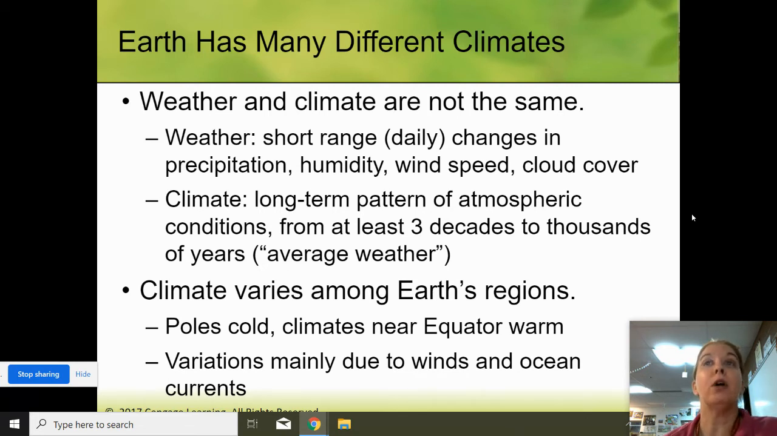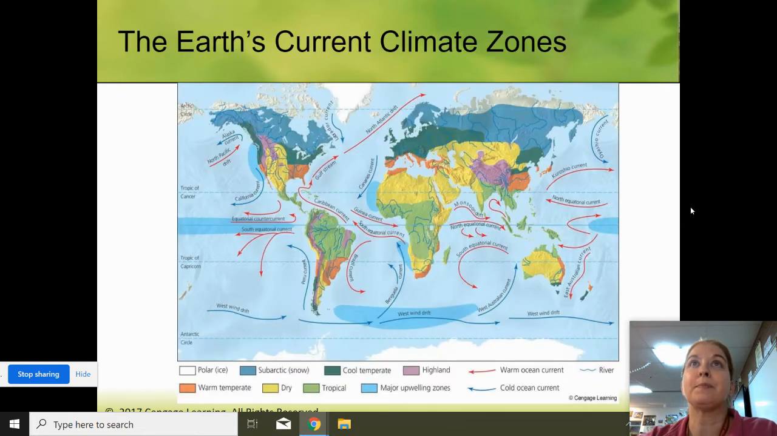Climate is more long-term. Pattern of atmospheric patterns, at least 3 decades, so 30 years to thousands of years of average weather for an area. So weather is today, climate is more long-term. We also have climate that's going to vary among Earth's regions. Obviously, the poles are cold and the climates near the equator are quite warm. And these variations are mainly due to both wind and ocean currents, which we will look at.